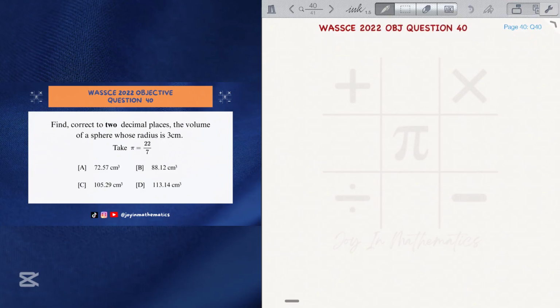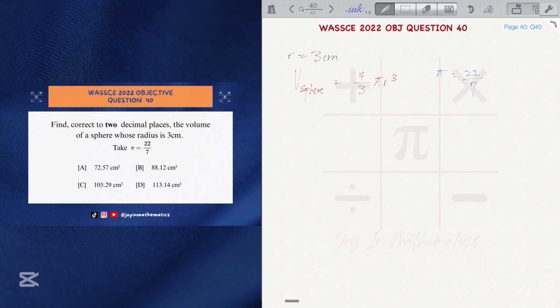WAEC 2022 objective question 40. The question says you should find, correcting to 2 decimal places, the volume of a sphere whose radius is 3 centimeters. So the radius is 3 centimeters, and the question we should ask ourselves is, what is the formula for the volume of a sphere? Volume of a sphere is equal to 4 over 3 pi r cubed, where r is the radius and pi is equal to 22 over 7.